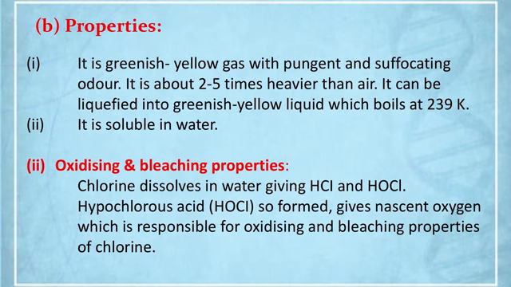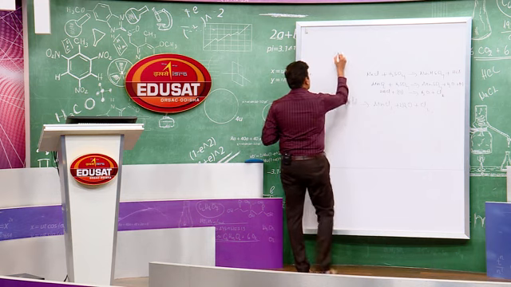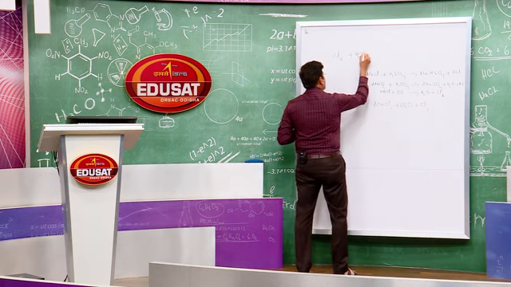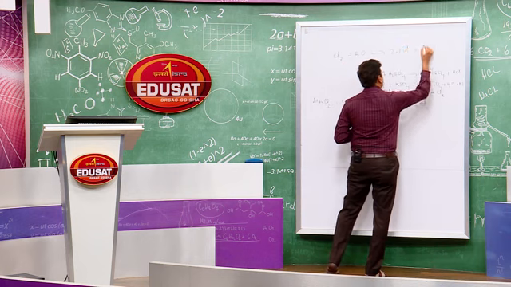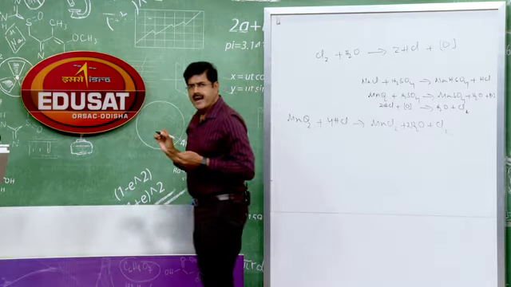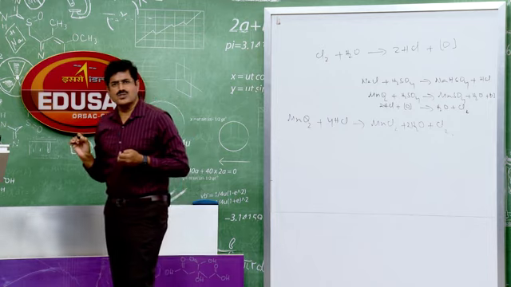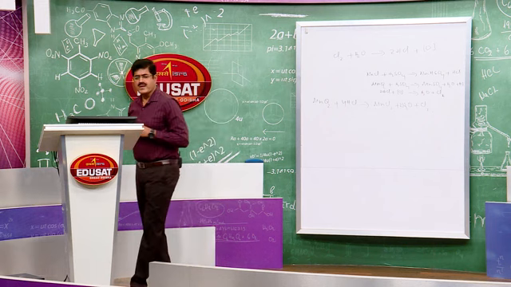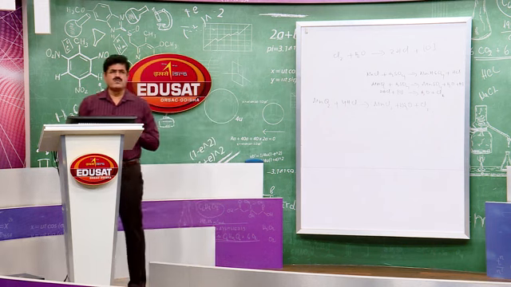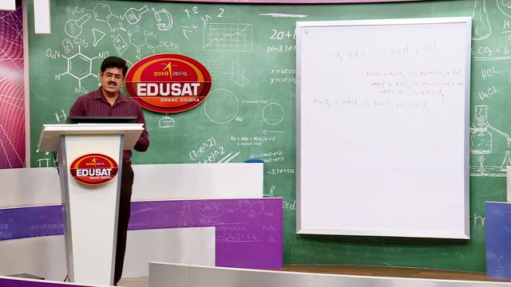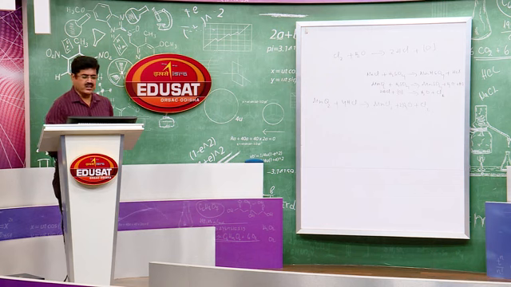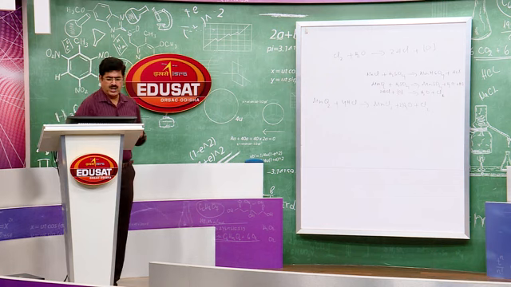Why? Let me show that reaction. Chlorine shows oxidizing as well as bleaching action in presence of moisture. That is due to this nascent oxygen, which is responsible for its bleaching action as well as oxidizing action. So, it bleaches vegetable and organic matter in presence of moisture.